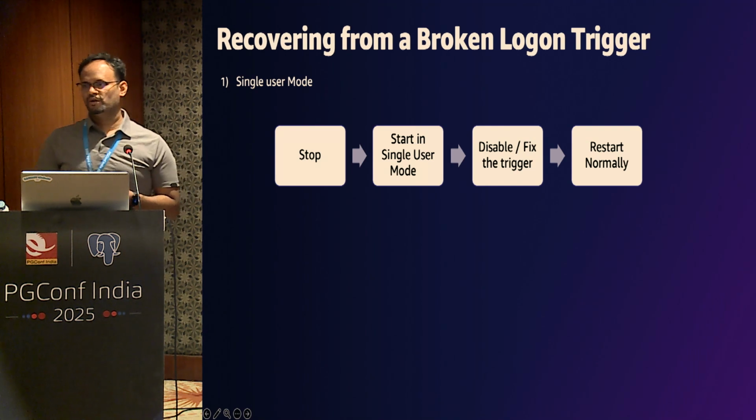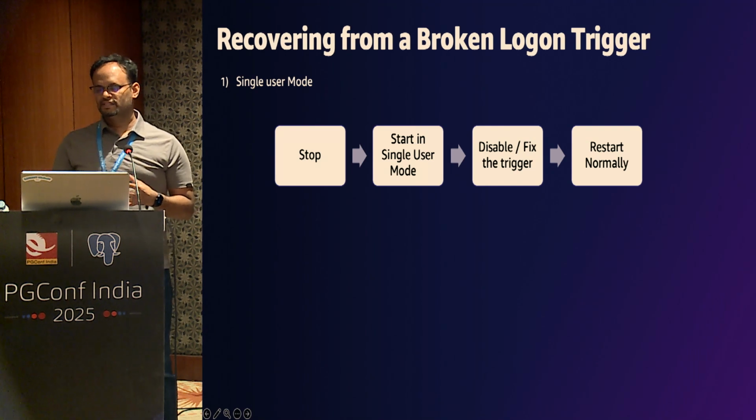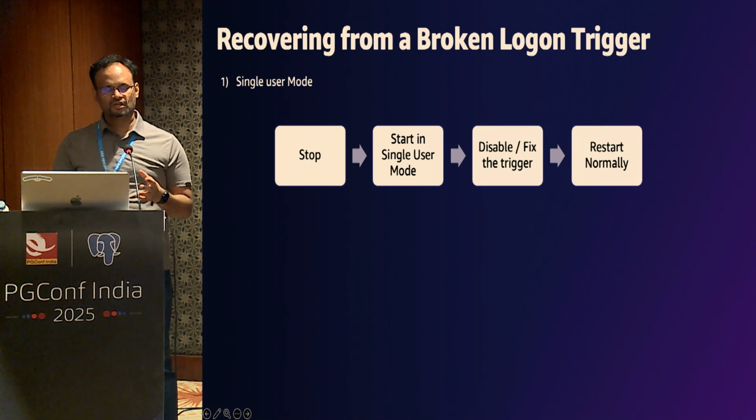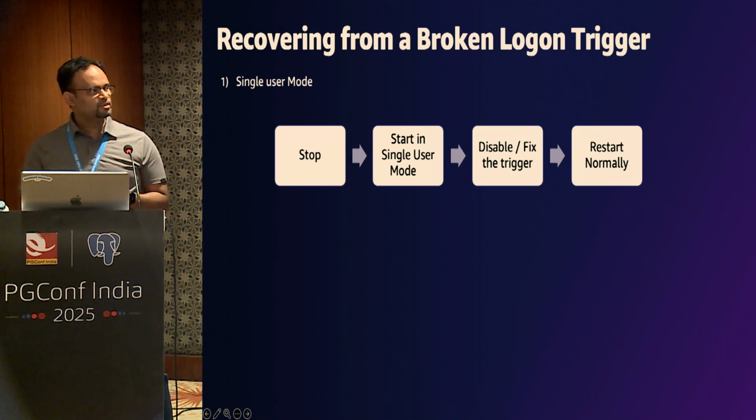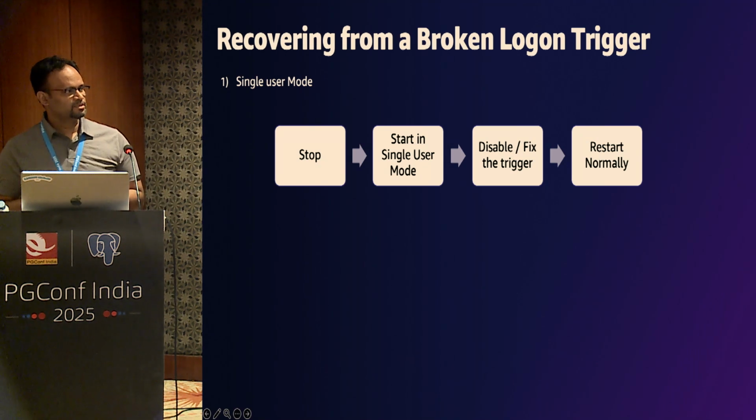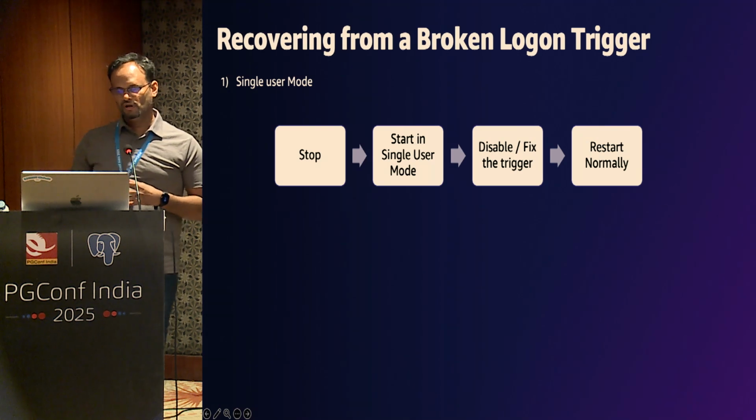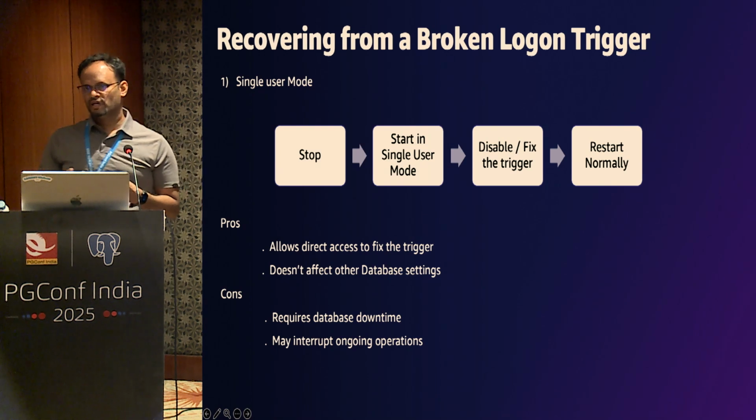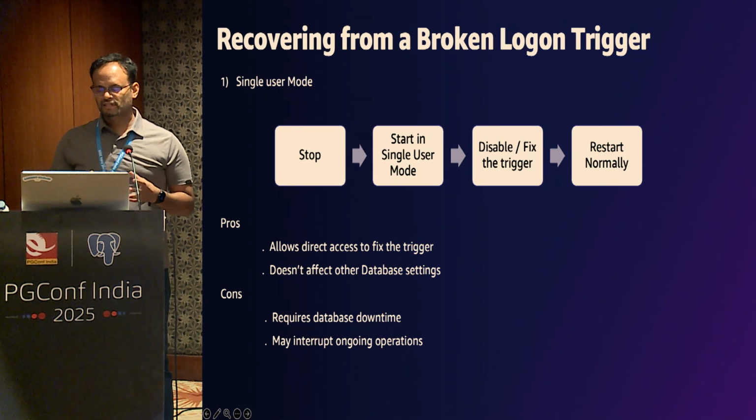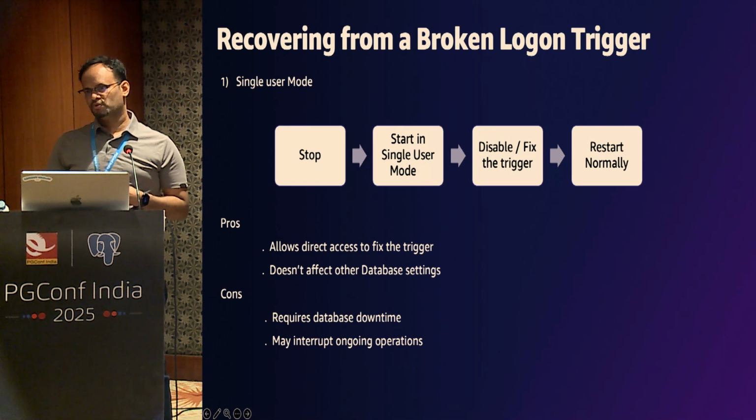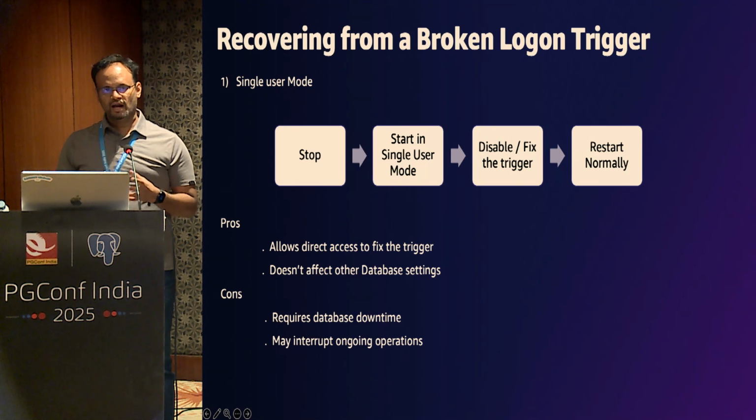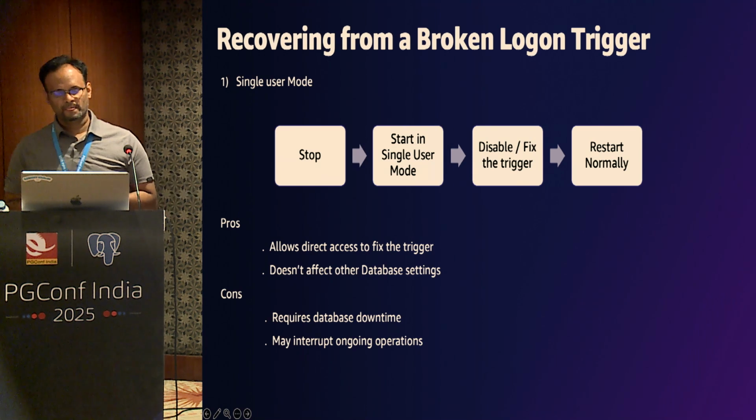The steps involved are you need to stop the database and then restart the database in single user mode. Either you drop the trigger or fix the trigger which is causing the issue, and then you restart the database in a normal way. By following these steps, you could recover from the locked out situation. Some of the pros are it allows direct access to the trigger and it doesn't affect other database settings. Cons with this approach are you are starting the database multiple times, so obviously there is a downtime and it may impact your ETL jobs or other processes running in the background.